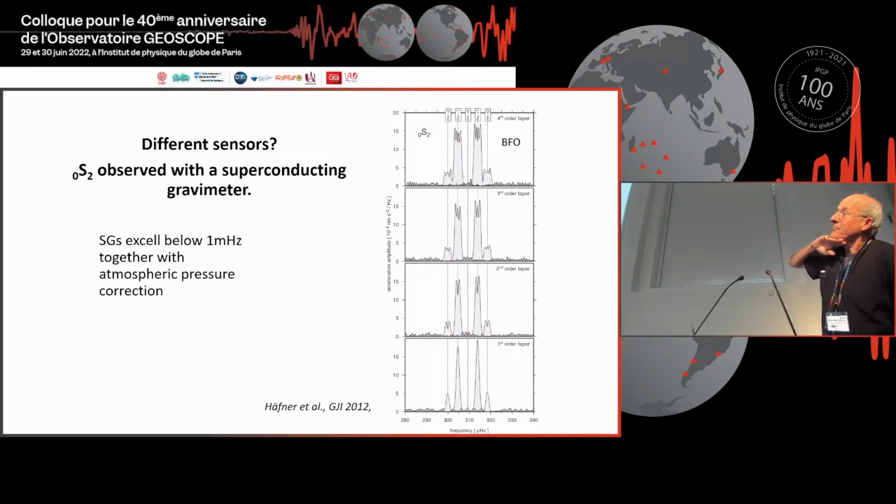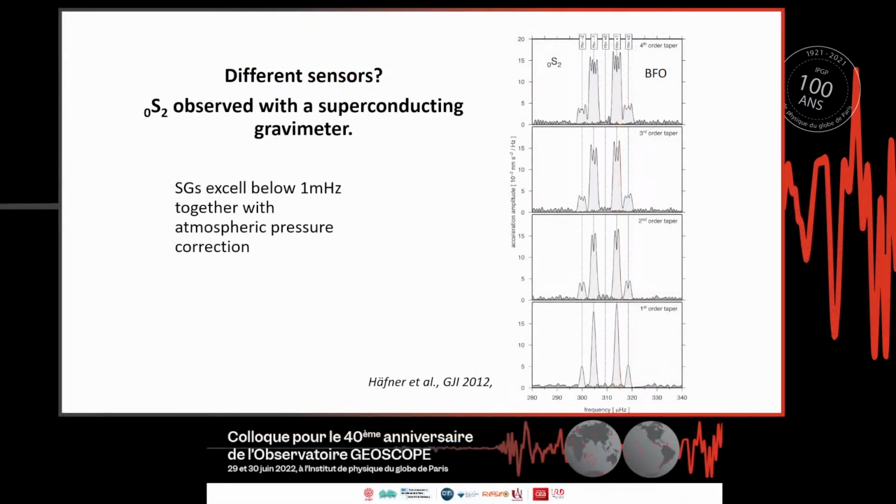Different sensors, yes. At the very low frequency end, there are sensors which are better than seismometers, and superconducting gravimeters actually have an edge over STS-1 seismometers. They don't have an edge in price, but certainly they have an edge in performance. Below 1 millihertz, they outperform STS-1 vertical component seismometers when you apply an atmospheric pressure correction.